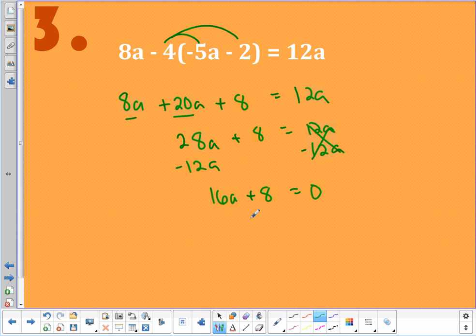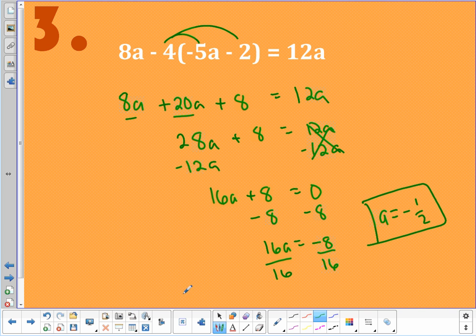So then I need to subtract the 8. So I have 16a equals 0 minus 8. Now if I start at 0 and subtract 8, I'm at negative 8. Last step, divide by the 16. And that's going to leave me with a fraction there, but I can reduce it. 8 out of 16 is 1/2, but the whole thing is negative. So negative 1/2 is my answer there.